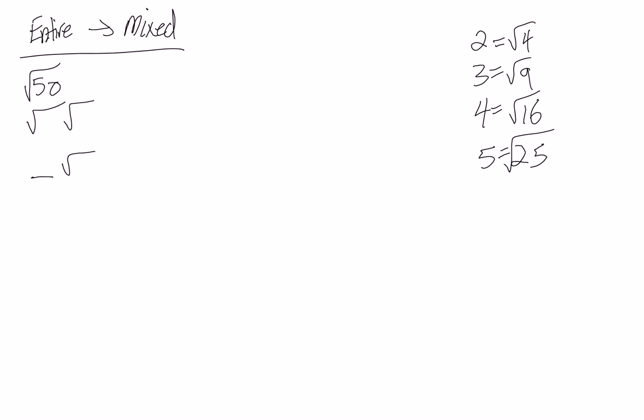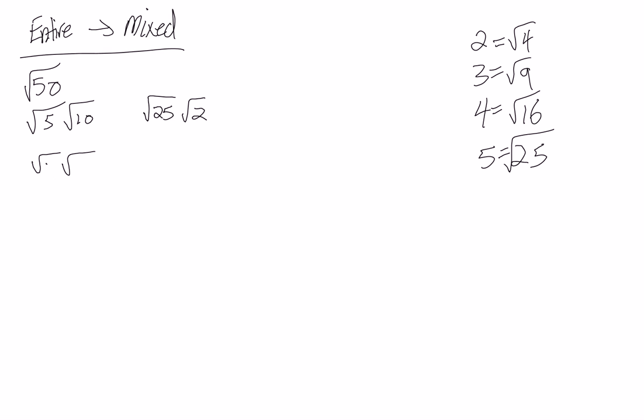Going backwards like this is a little bit harder. Most people have more trouble with this. So think, okay, we have 50. What can we break the 50 into? Square root of 50, we could break it into 5 and 10, right? 5 times 10 is 50. Or we could do 25 and 2.